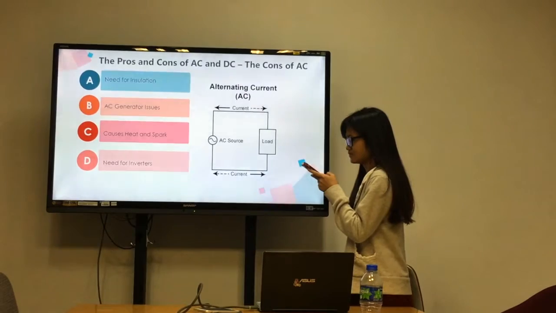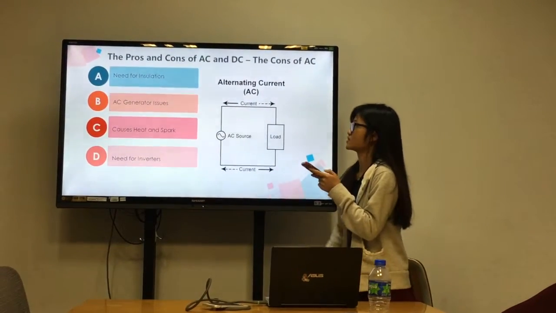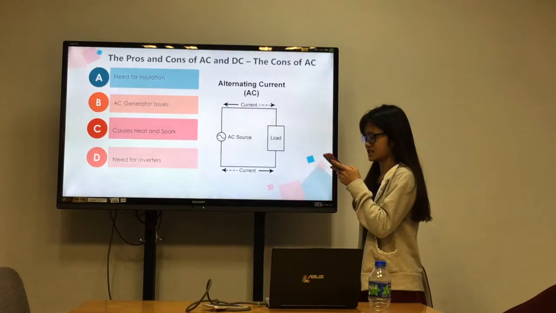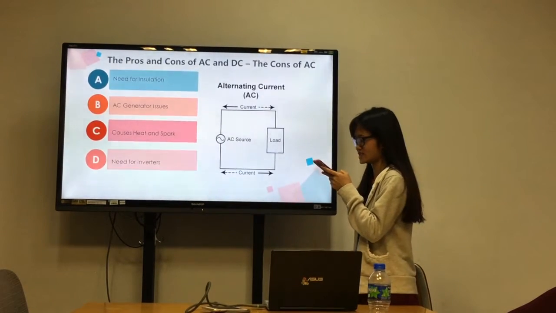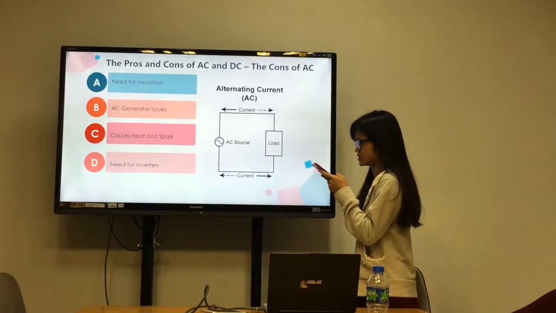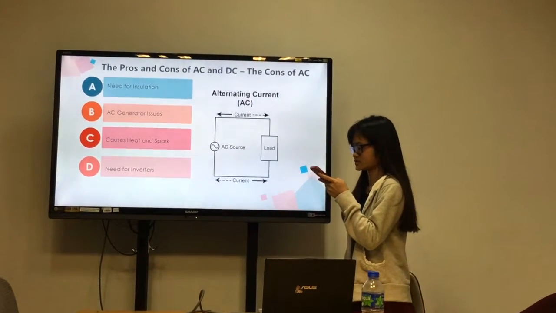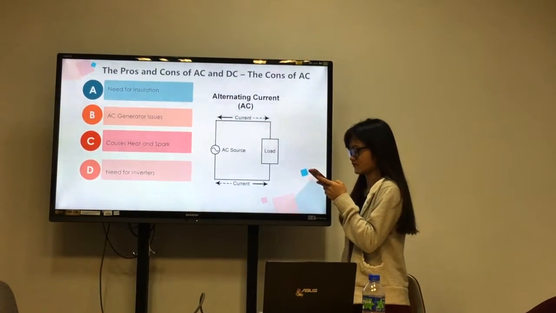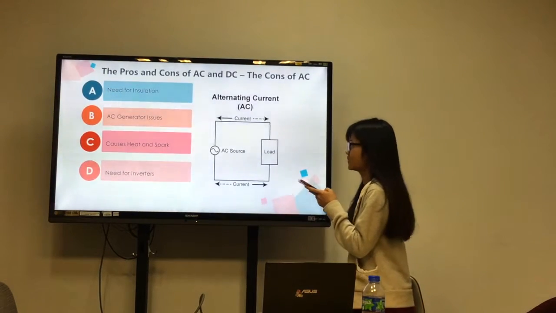The AC generator issue is also one of the disadvantages of AC. For the easy conversion of AC into various voltages, AC needs to move electrons back and forth. This causes the raising and falling of magnetic fields, and in order to achieve this, much power is needed.